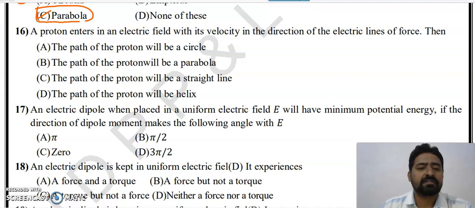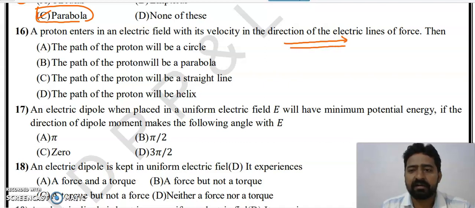Okay, next one is the 16th question. A proton enters the electric field with velocity in the direction of the electric field lines. So these are called electric field lines. So what happens to the proton in this electric field? The proton enters the electric field with velocity in the direction of the field lines. Okay, so the proton goes in this direction. The electric field starts from positive and terminates at negative.